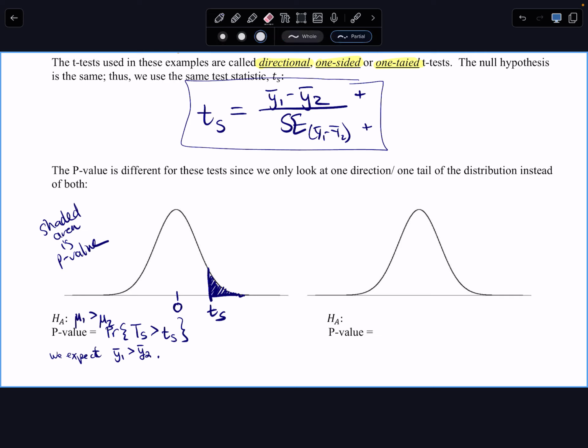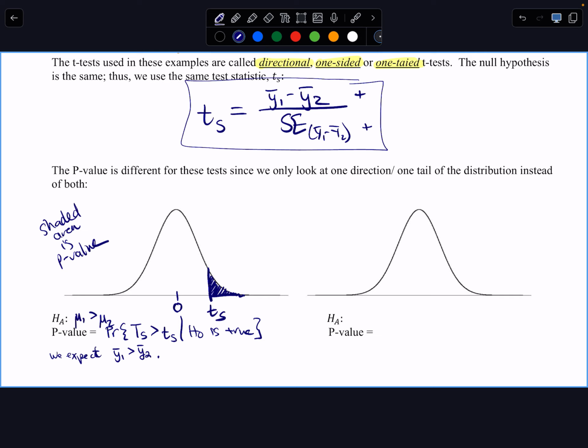And I'm going to be a little extra here, given that our null hypothesis is true. Just remember, this p-value is this shaded area here. It's in the right direction because we have a greater than alternative hypothesis.